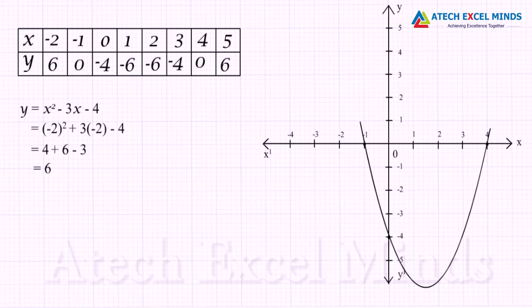If the coefficient of x square is greater than 0, like in this case, the shape of the quadratic polynomial is upward. If the coefficient of x square is less than 0, then the quadratic polynomial is downward. From the graph, we can see that this graph cuts the x-axis at minus 1 and 4. Hence, the zeros of this quadratic equation are minus 1 and 4.